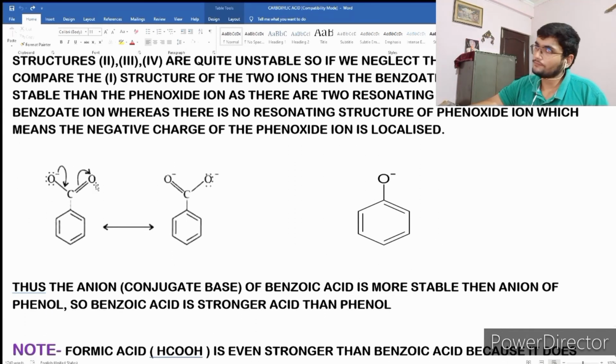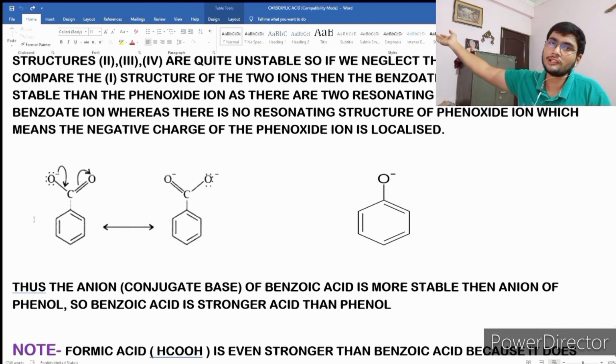Now, what I have explained earlier is what I have written here also. If we neglect the rest of the unstable resonating structures, we are left with this structure of the carboxylic acid and this structure of the phenol. This is the conjugate base of phenol, this is the conjugate base of the carboxylic acid. Now you see, this is resonance stabilized, whereas this is fixed. So that's why this conjugate base is more stable than this. That's why benzoic acid is more acidic than phenol.